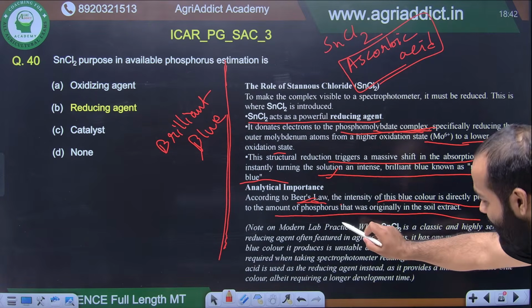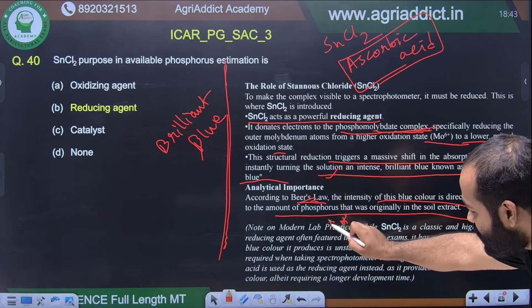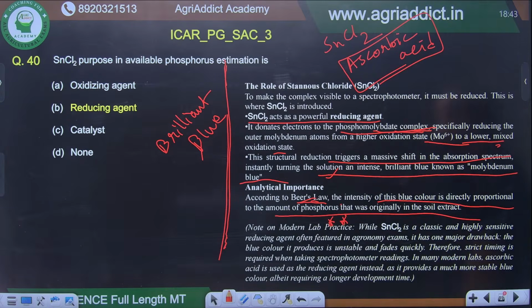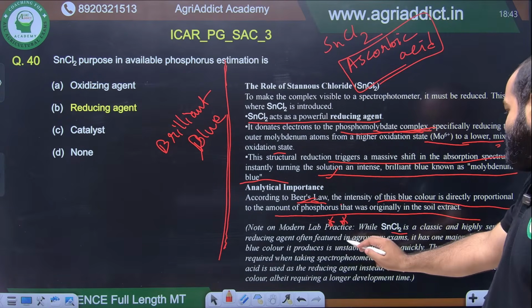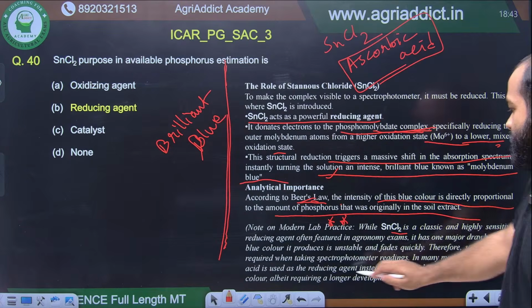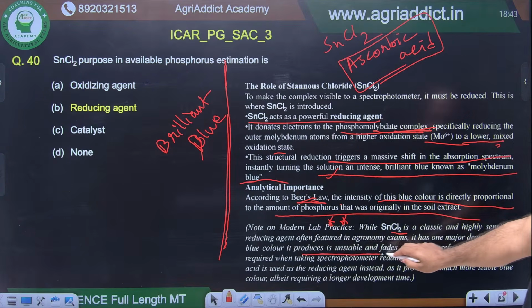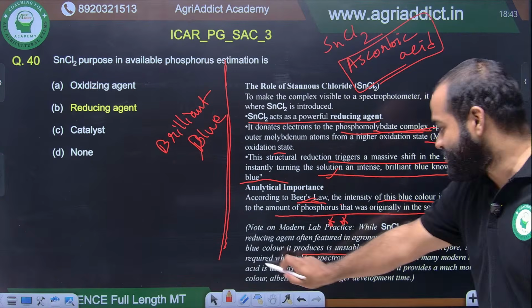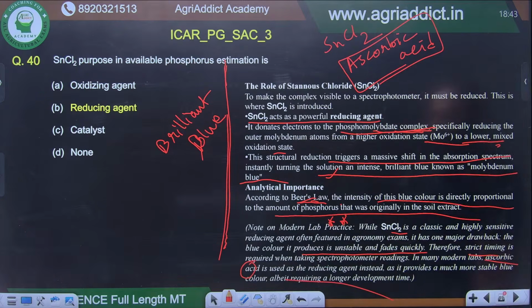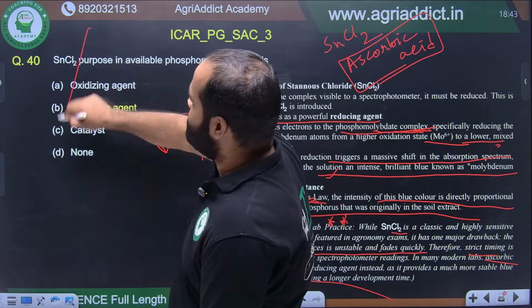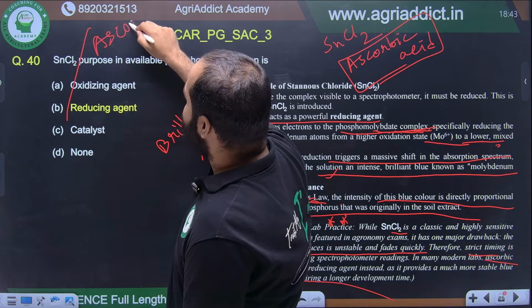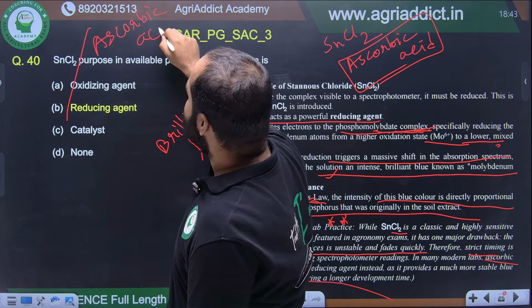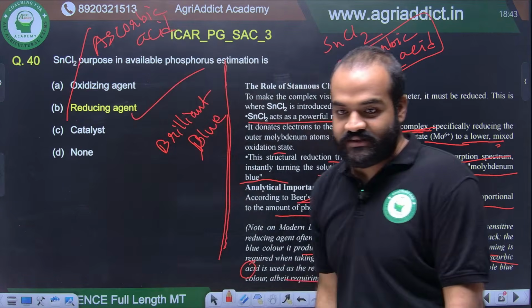Here I have added a very important note for you. If you read this PDF, you will get to know. SnCl2 is a classic and highly sensitive reducing agent, but its major drawback is the blue color it produces is unstable and fades very quickly. Therefore, nowadays in modern labs, ascorbic acid is used. So this is also a question. Here, in place of SnCl2, if there were ascorbic acid, both have the same use, that is reducing agent.